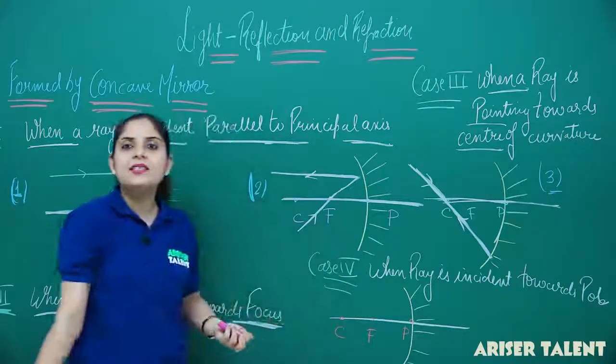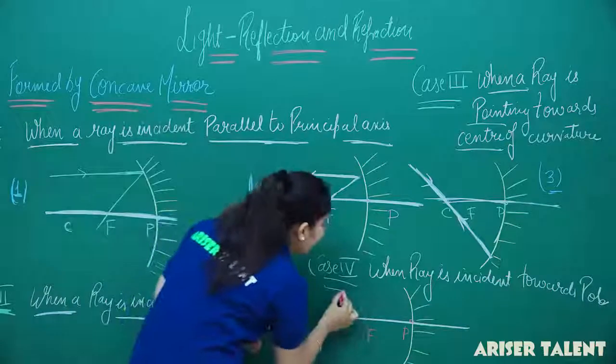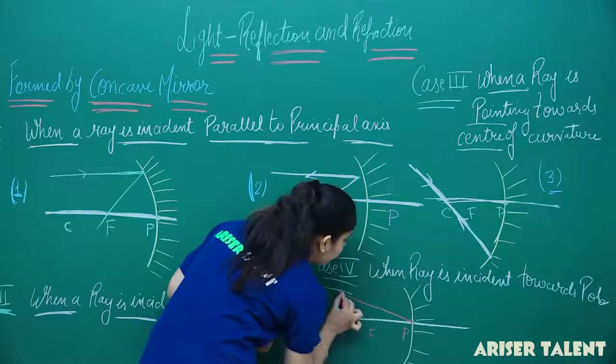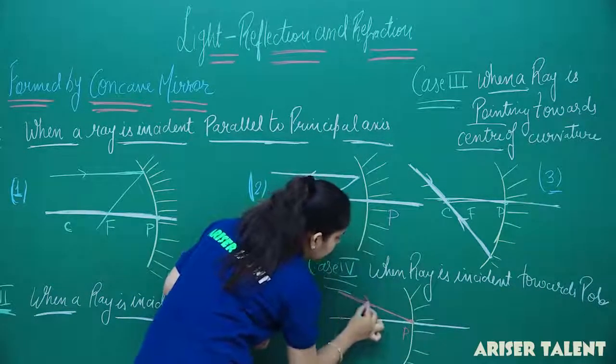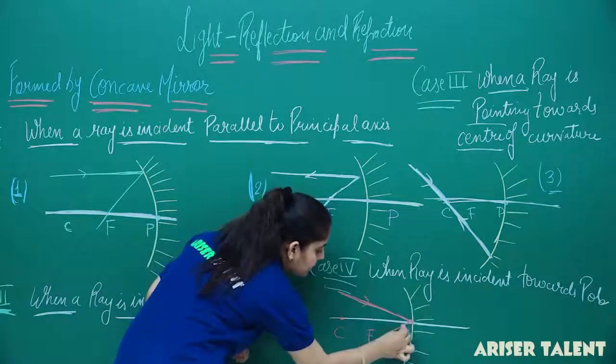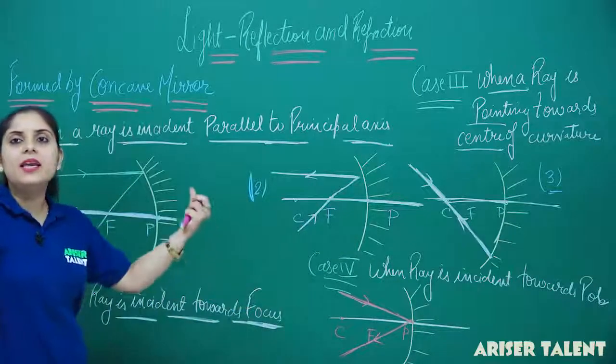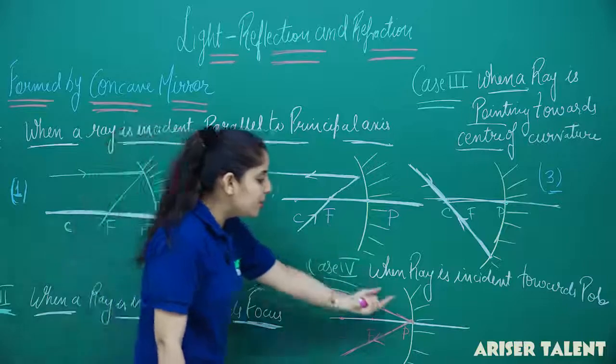Now what is happening in this case? A light ray is incident towards the pole. If a light ray is incident towards the pole, it will reflect back. So, this will be the ray diagram in the case when a light ray is incident towards the pole.